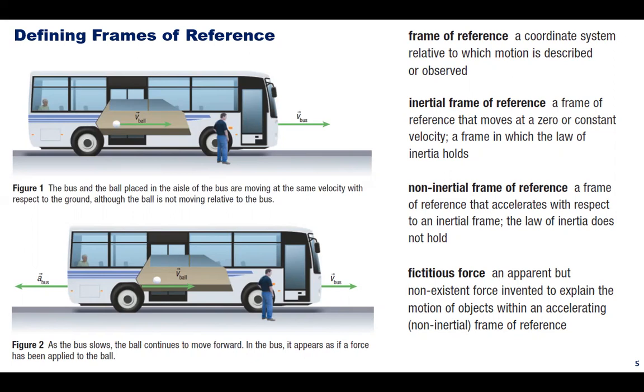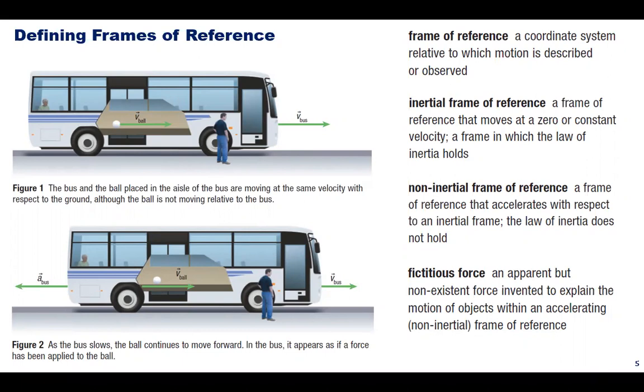Similarly, when the bus starts from rest and speeds up, the ball tends to stay at rest. To you and other passengers in a non-inertial frame of reference, it appears as if there was a push on the ball toward the back of the bus. There also appears to be a force on the ball when the bus turns a corner. The ball continues moving in the same direction as the bus before the turn. From your point of view in the bus, this would be like a force pushing the ball in the direction opposite to that in which the bus was turning.